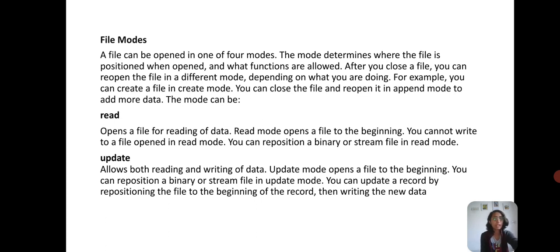File modes. A file can be opened in one of four modes. The mode determines where the file is positioned when opened and what functions are allowed. After you close a file, you can reopen the file in a different mode depending on what you are doing. For example, you can create a file in create mode. You can close the file and reopen it in append mode to add more data.